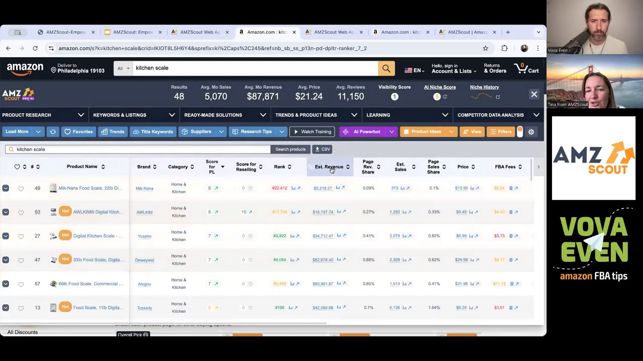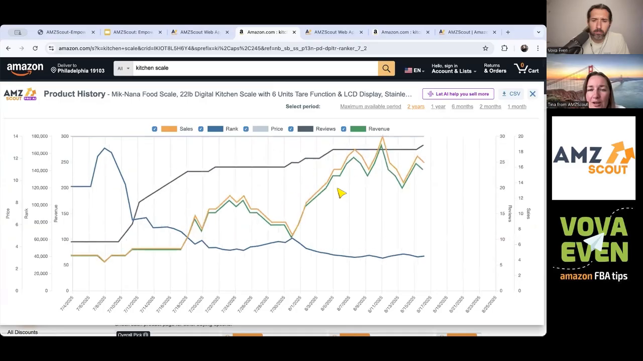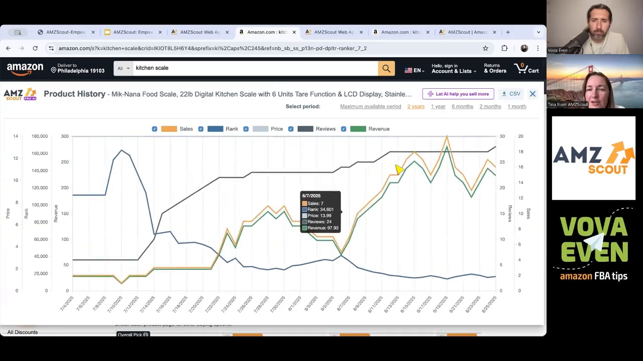Well, the next one is estimated revenue. It's just as easy as it gets. You see $5,000. That's the estimated revenue for the past month. That's not exact, but that's our estimation, and it's usually good and strong. Again, if you click on this history icon, you'll see the same history graph of this product.